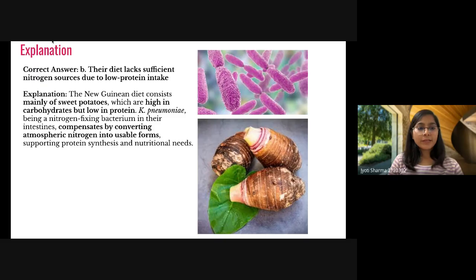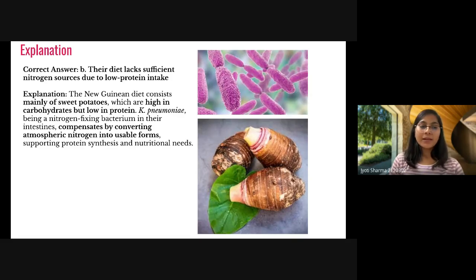Here I have given the explanation. New Guinean diets consist mainly of sweet potato, which are high in carbohydrate but low in protein. And K. pneumoniae, being a nitrogen fixing bacterium in their intestine, compensates by converting atmospheric nitrogen into usable forms, and that's how it will support protein synthesis and the nutritional needs.